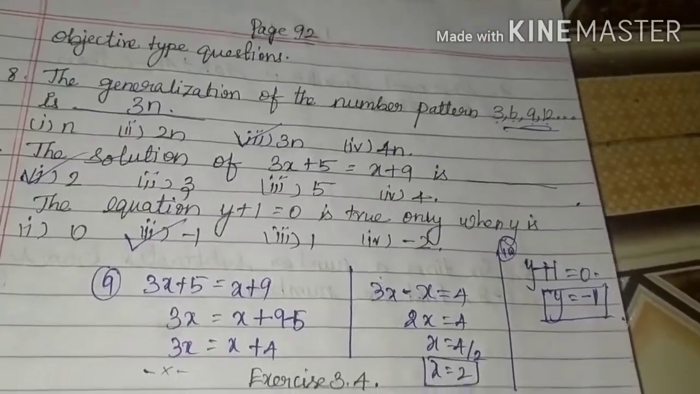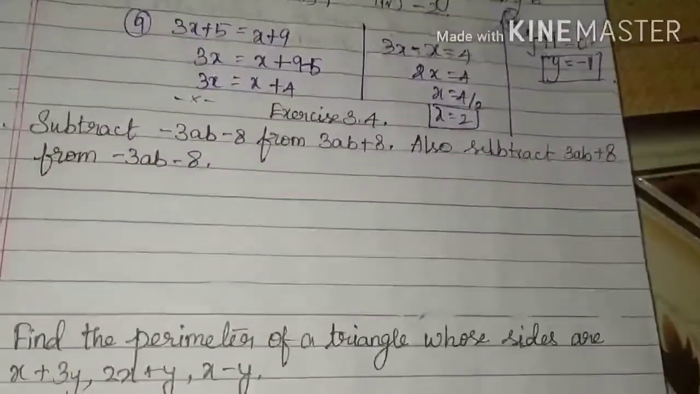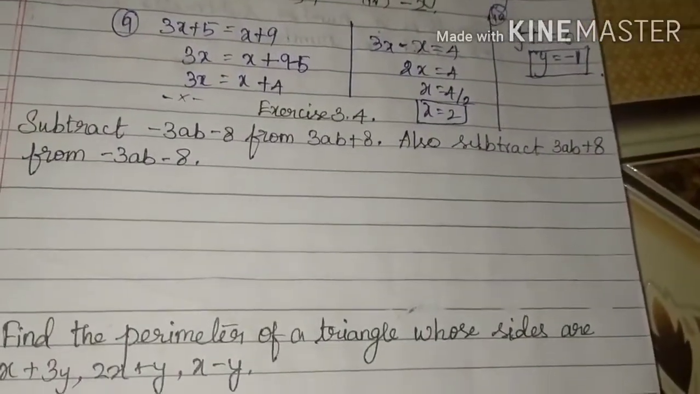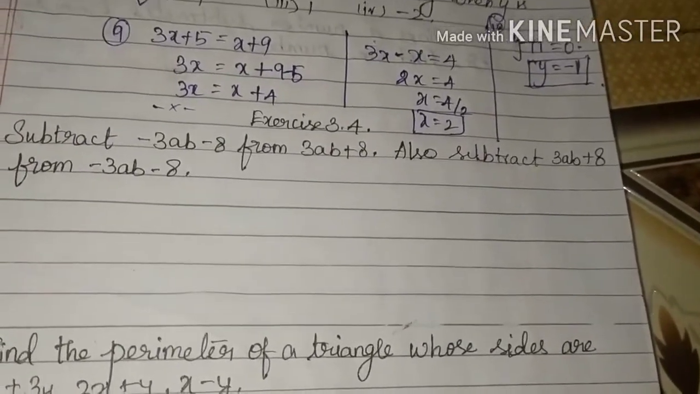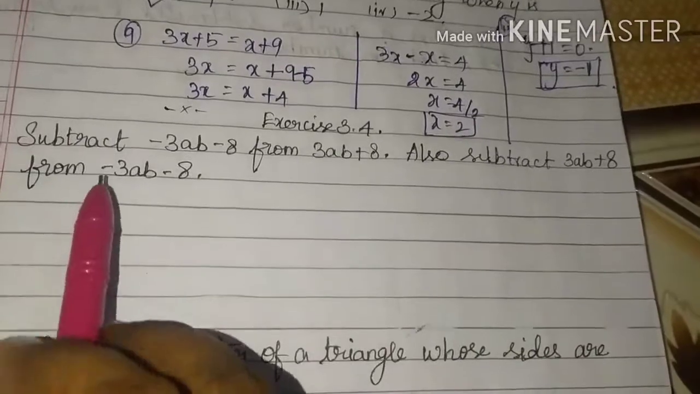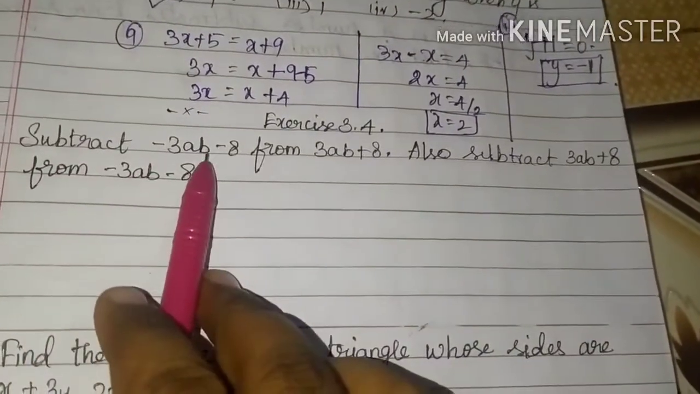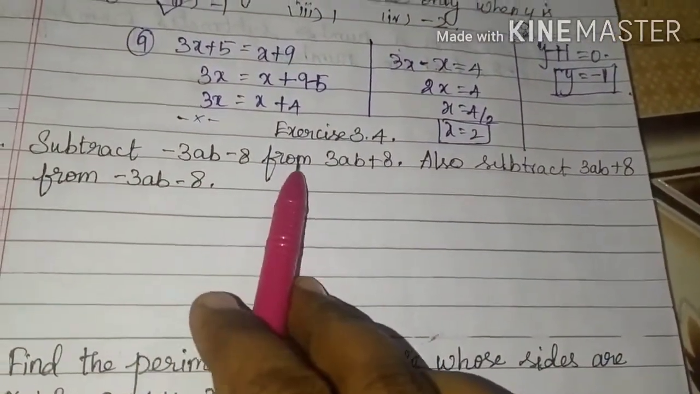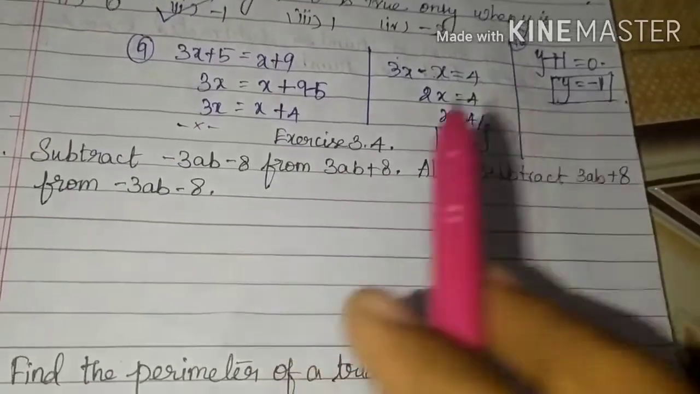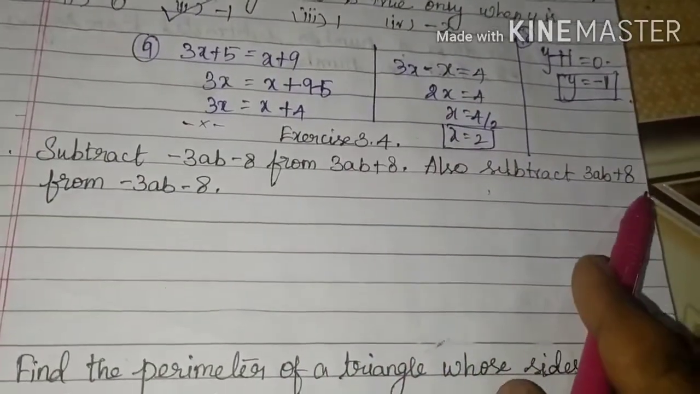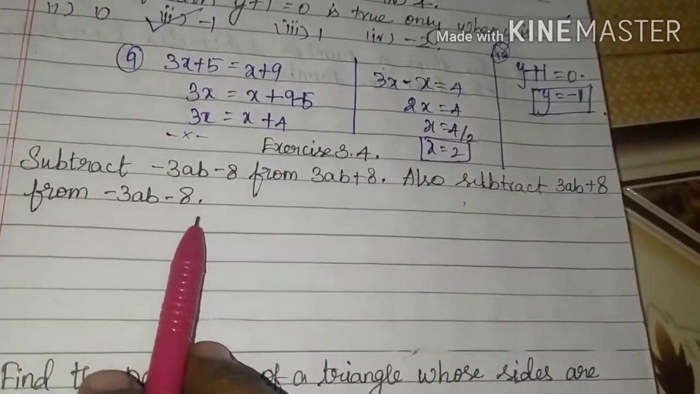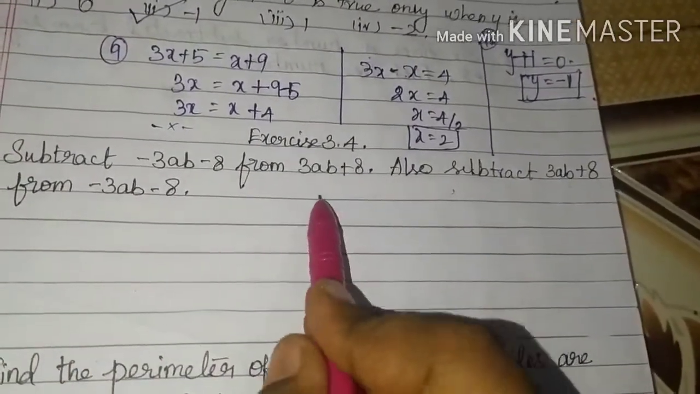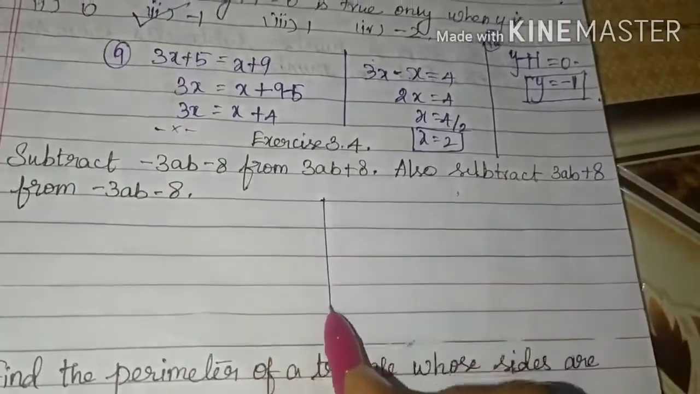So now we are going to start exercise number 3.4. Very much simple, children. Only 5 sums are there in this exercise 3.4. All are miscellaneous problems. Okay, so listen, children. Subtract minus 3ab minus 8 from 3ab plus 8. Also subtract 3ab plus 8 from minus 3ab minus 8. Okay, so we want to do two types of subtraction here.